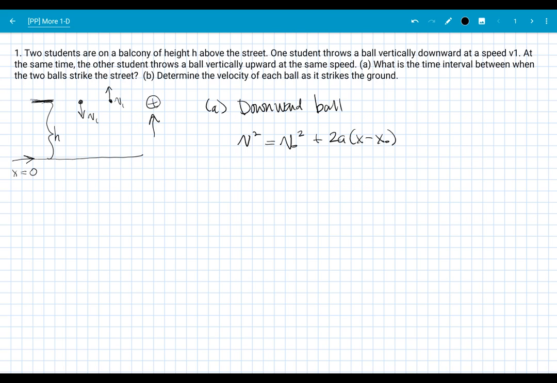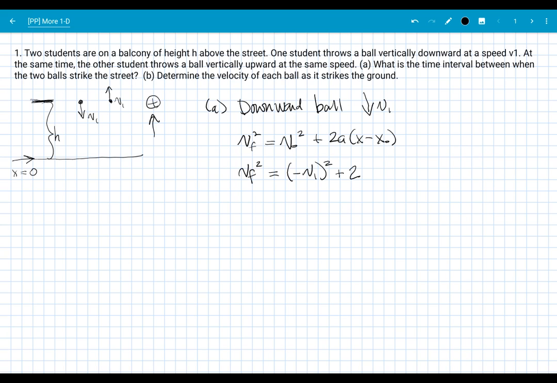So the final velocity here, I can call this my vf. That's what I'm after. I want to know what that is. My initial velocity is given, as this is the downward ball. This is the one where I've got v1 downward. So my initial velocity is v1. Now it's directed downward, which was negative in the sign convention. So it's actually negative v1. I square that, so that negative sign is going to go away.